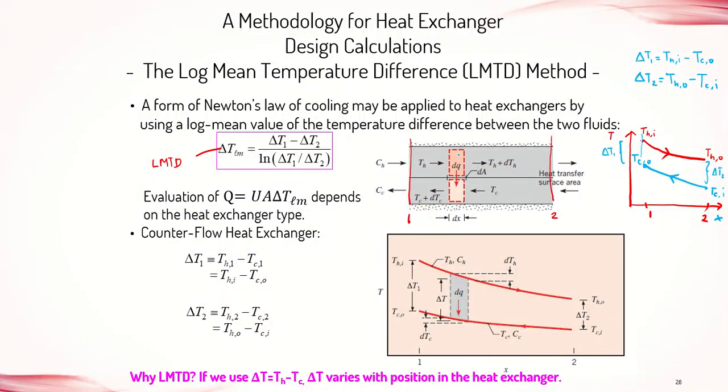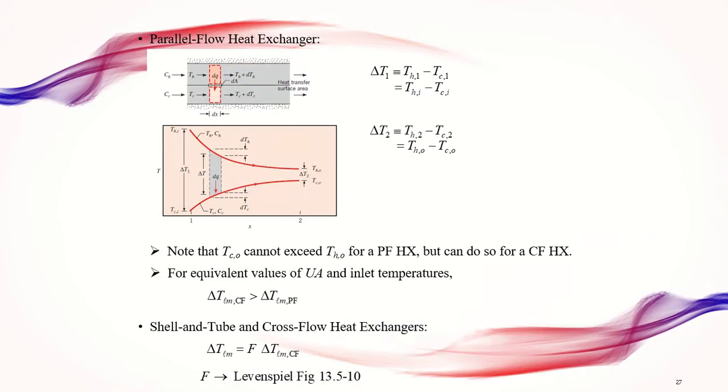So it depends on whether it's a counter flow. In this example, we have counter flow. If, let's say, we have a parallel flow, we're going to have something like this, and you can try to do the graph yourself, and you will get something like this. And therefore, the values of delta T1 and delta T2 would differ from the counter flow heat exchanger.